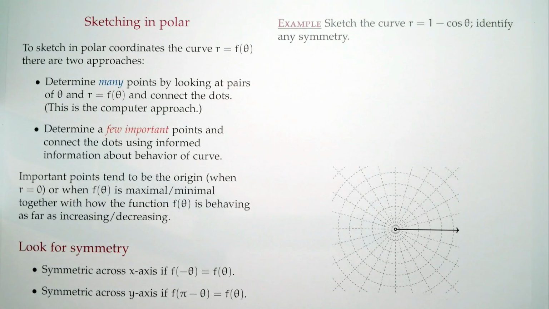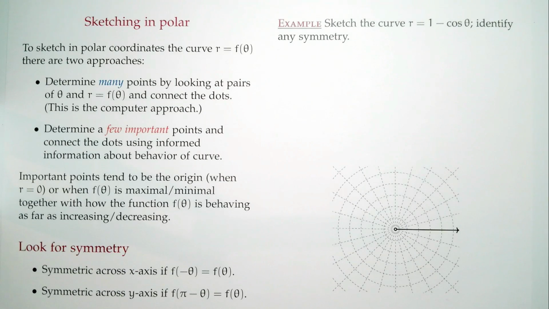So how do we go about doing it? Well, if we were a computer, the way a computer does this is it says, I'm going to plot a lot of points. I'll plot 100, maybe 1,000, maybe 10,000, just depends on how much time I have and how much precision I want. And then once I have all these points, I just connect the dots.